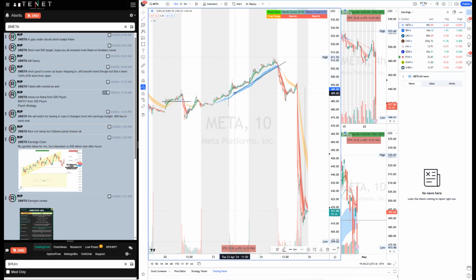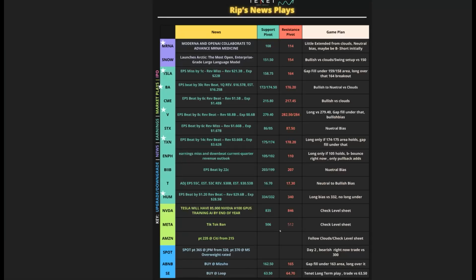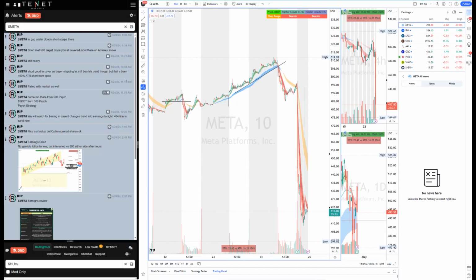So look what happened. And we can go back and see our levels, right? So whatever levels I gave everyone, look here, 506, 512. Then on the level sheet, 505, right? So the moment that breaks, I know it's bearish. So now I know I'm bearish.